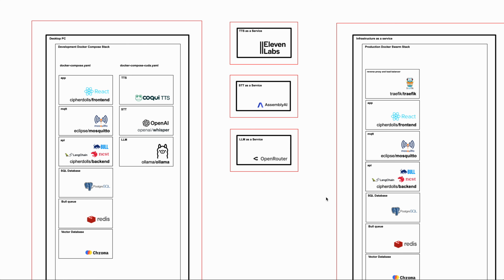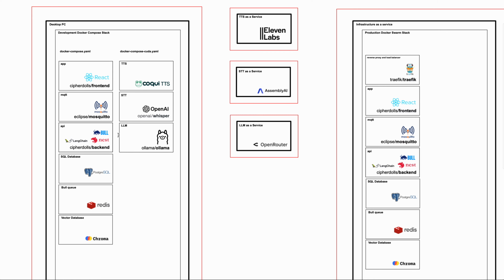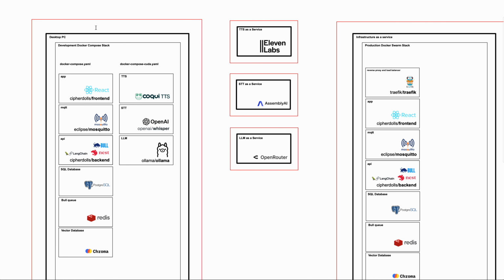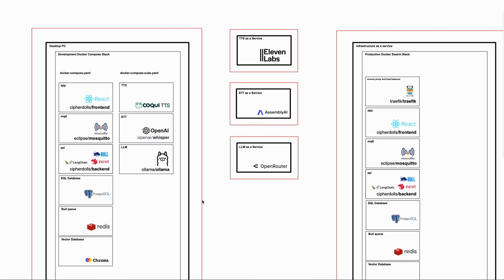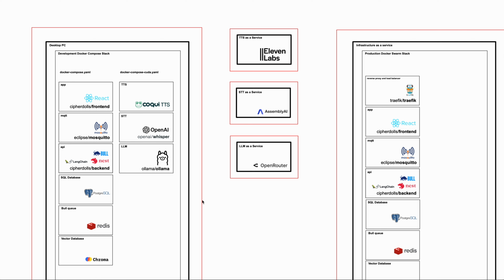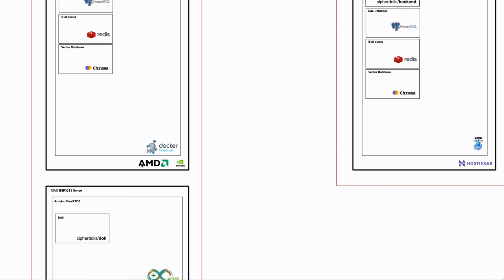A small overview about the local environment and the production environment. On my local development environment, I have the red bars. These are indicating networks, or local networks. So I have a network here. There's a desktop. Inside the desktop computer, it's an AMD with an NVIDIA GPU.